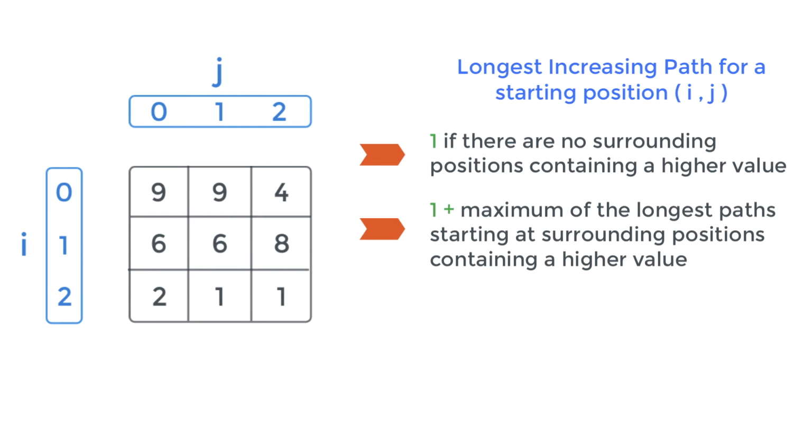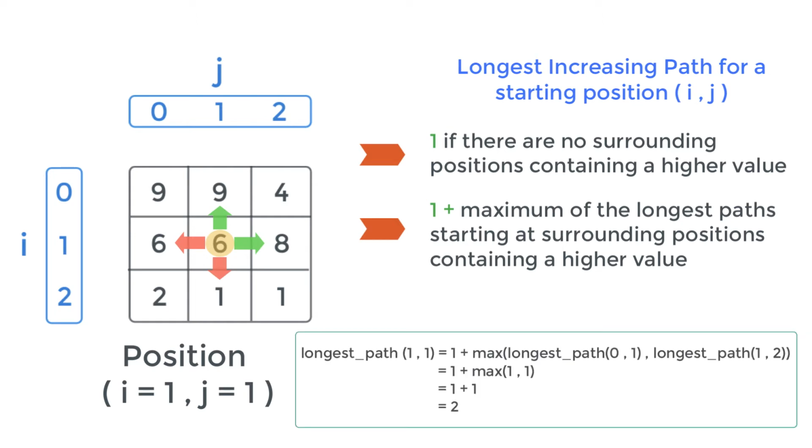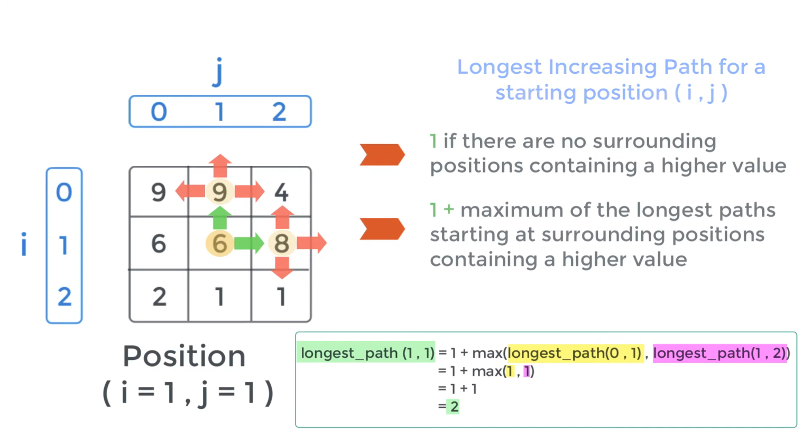Let's try this on another starting position, i equals 1 and j equals 1. Here, both the 9 and the 8 are greater than 6, so the longest increasing path is 1 plus the maximum of the longest increasing path starting at either i equals 0 and j equals 1, or i equals 1 and j equals 2. Both of these evaluate to 1, so the longest increasing path starting from i equals 1 and j equals 1 is 2.